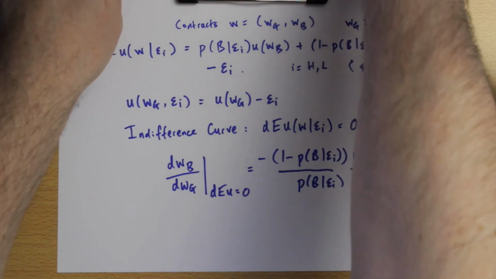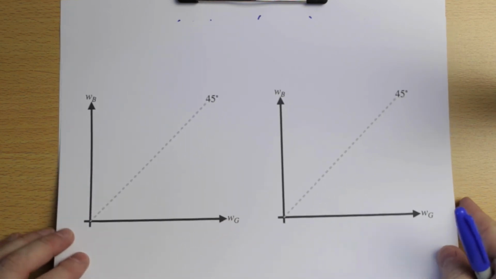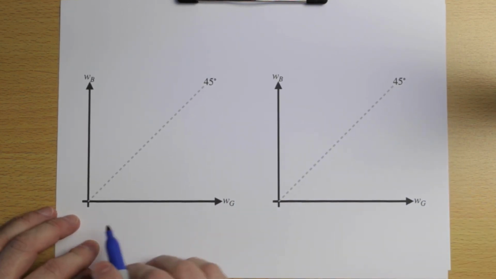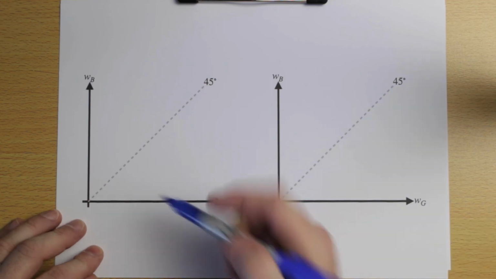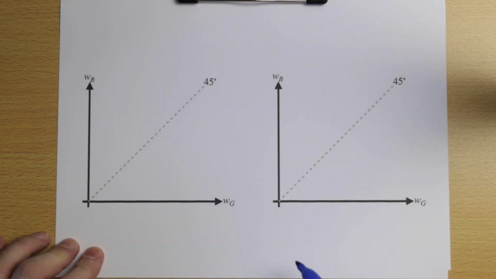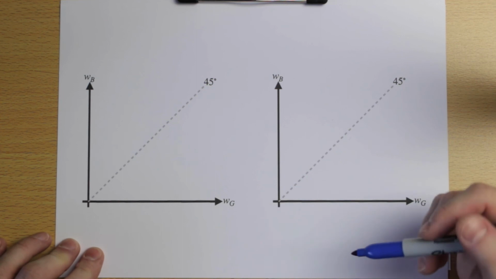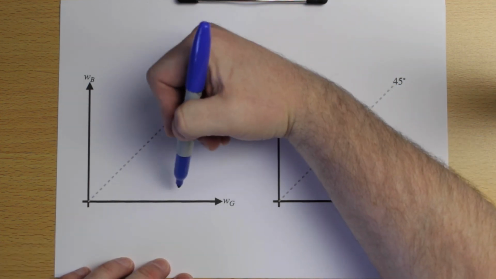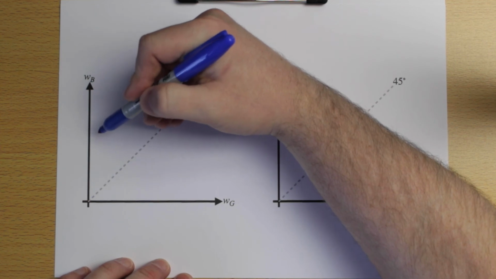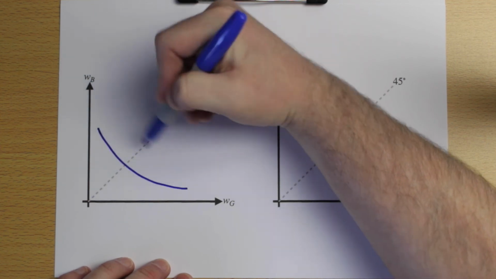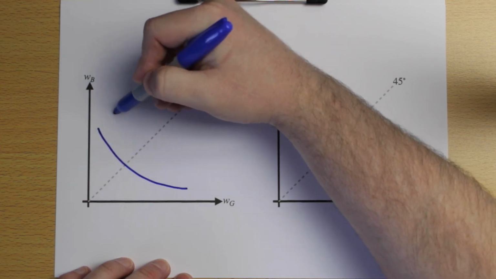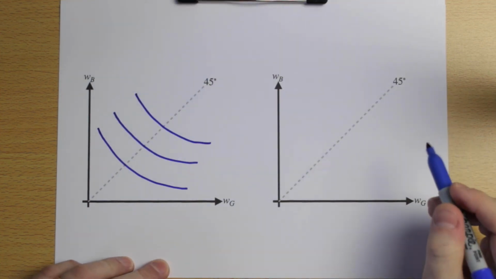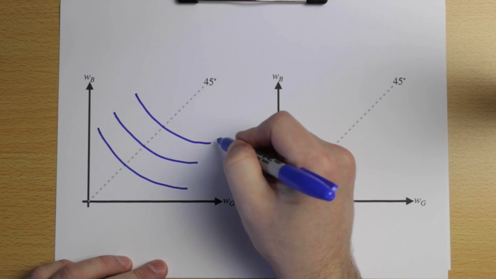So if I draw these on a diagram, I've prepared some diagrams already with our WG on the horizontal and WB on the vertical, and then this 45-degree line. So what do low effort indifference curves look like? They're going to be quite flat. So maybe something like this. They're downward sloping and convex. Okay, so something like this. That's about the best I can draw them.